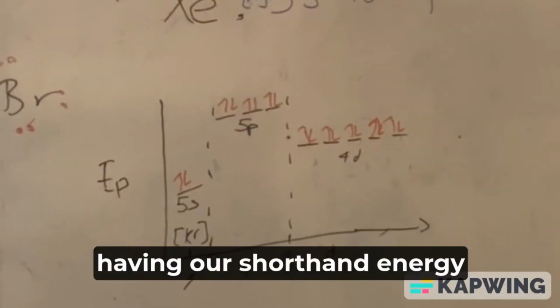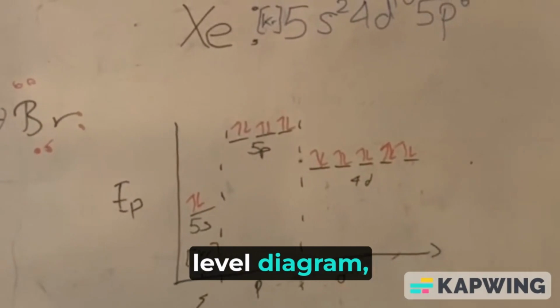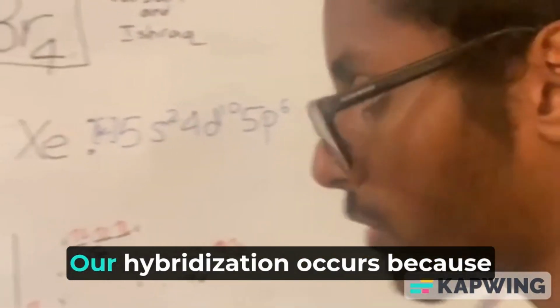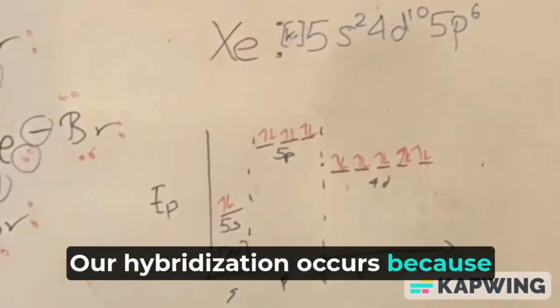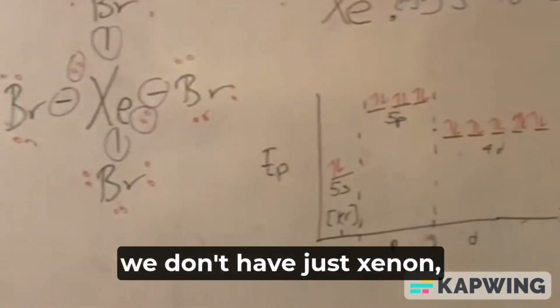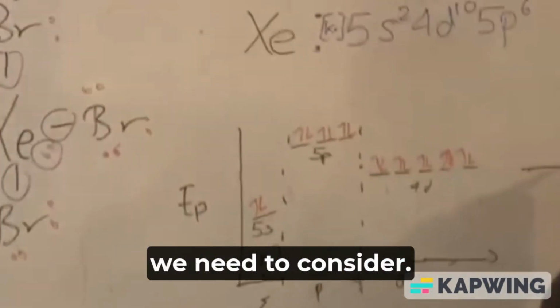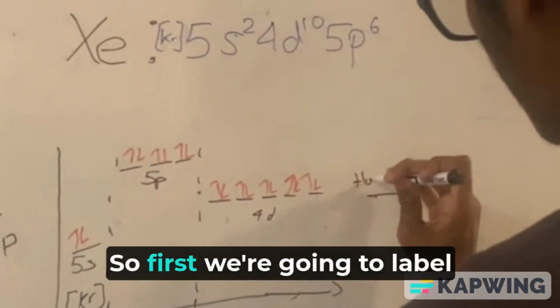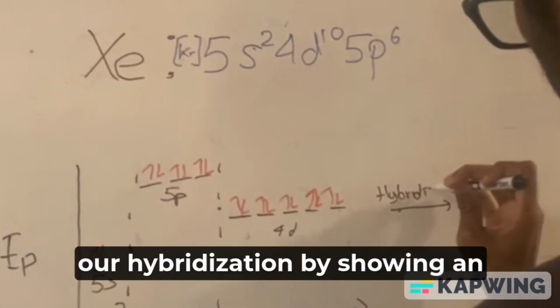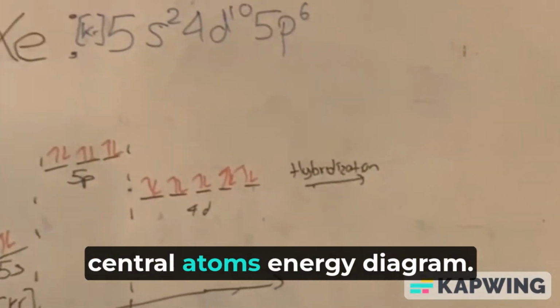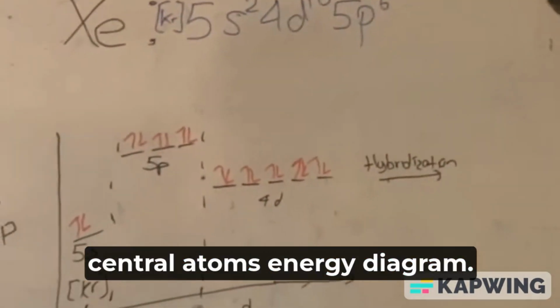Now having our shorthand energy level diagram, we can now do our hybridization. Our hybridization occurs because we don't have just xenon, we have xenon tetrabromide, so there are bonds we need to consider. So first we're going to label our hybridization by showing an arrow to show the change in the central atom's energy diagram.